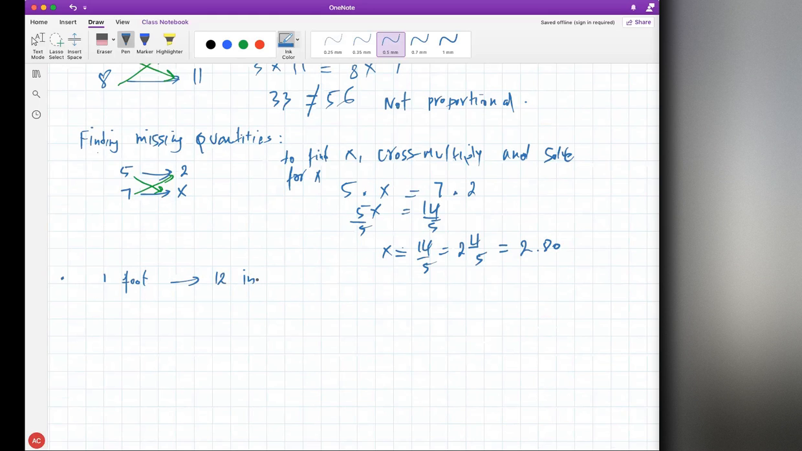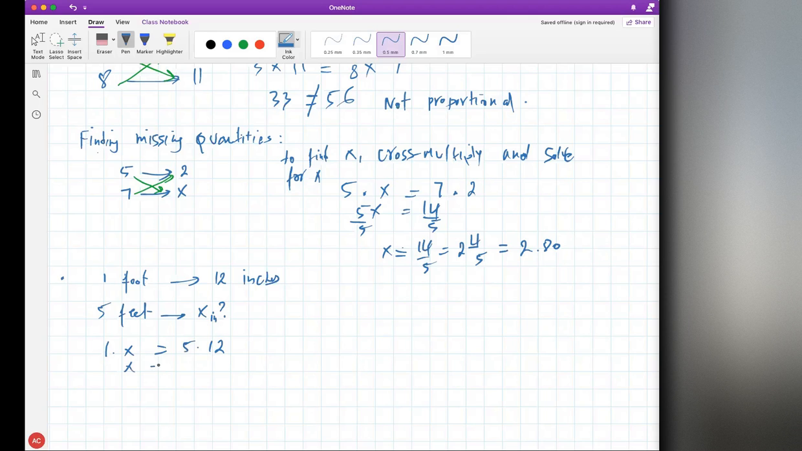A foot is 12 inches. Let's say you have 5 feet and you want to find out how many inches, but you don't know. So we can always cross multiply. In 5 feet, we don't know how many inches, so we cross multiply. It's going to be 1 times x, and 1 times x would be equal to 5 times 12.